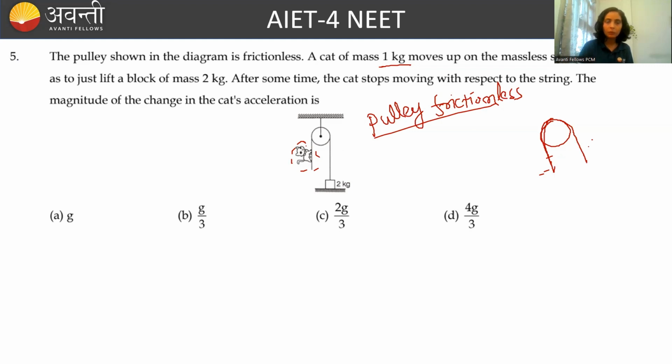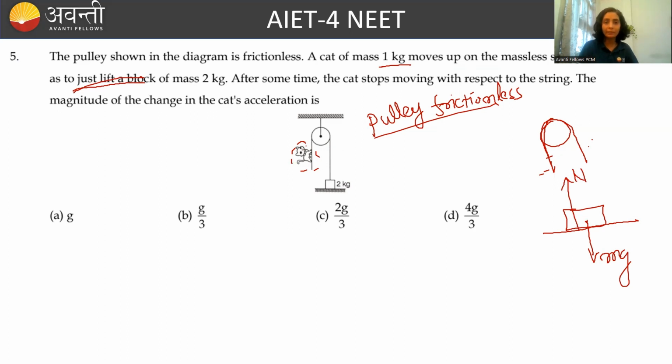ठीक है, देखो स्टेटमेंट को बहुत ही ध्यान से पढ़ो. Cat moves up the massless string so as to just lift a block. If you're just lifting the block, what is the meaning of this? If you're just able to lift the block from ground, so if some block is kept on the ground, what will be its FBD, that is free body diagram: gravitational force downward, and normal reaction force in the upward direction.